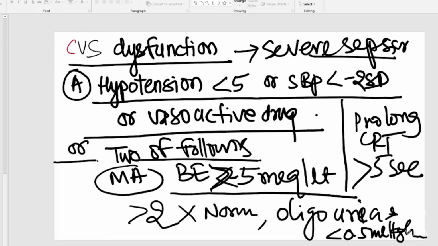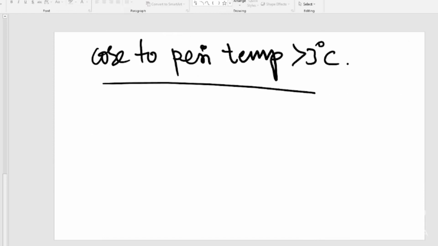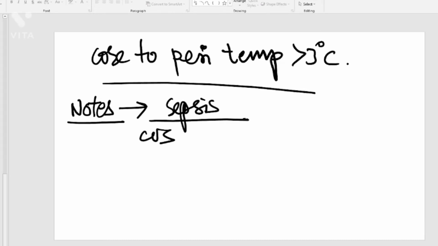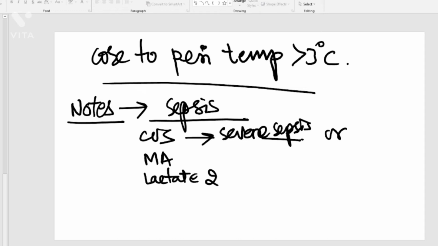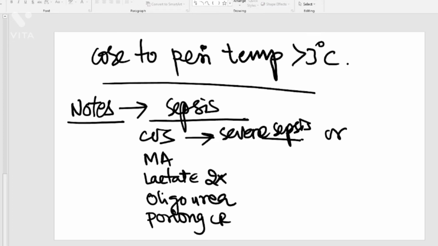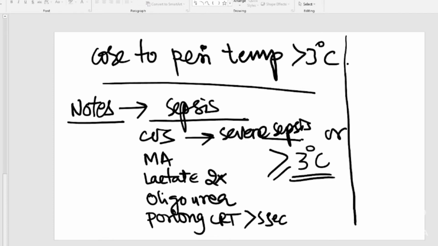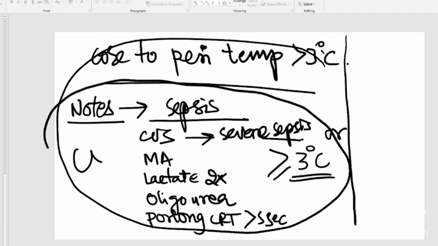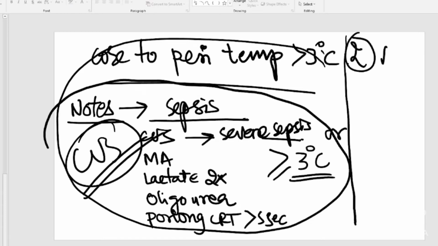Okay, so you should write in the patient notes: the patient has sepsis along with severe dysfunction, you can write it as severe sepsis. Or the patient has metabolic acidosis, lactate level more than twice the normal, oliguria, prolonged CRT more than 5 seconds, and a core to peripheral temperature gap of 3 degrees centigrade or more. Or the second one, all of this is included into what? Severe dysfunction. And the next is ARDS. If the patient has sepsis plus ARDS, label it as severe sepsis.